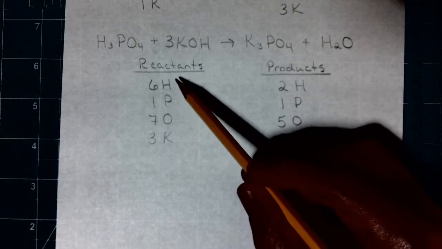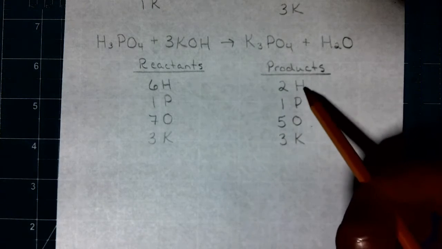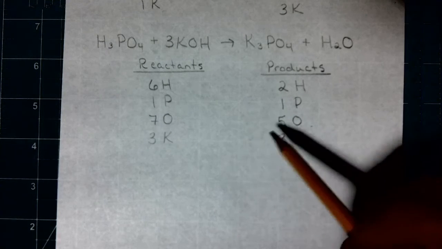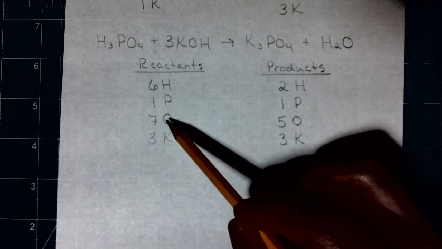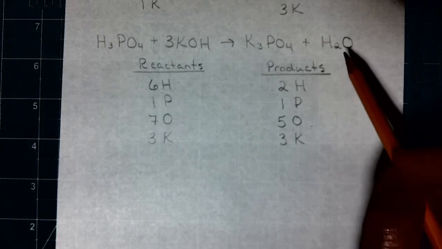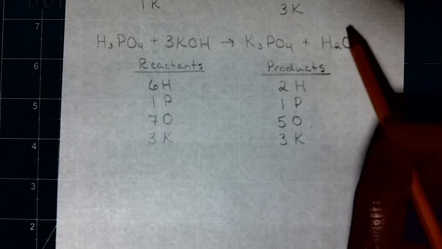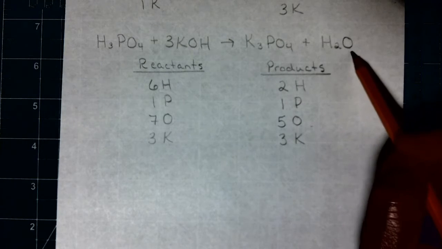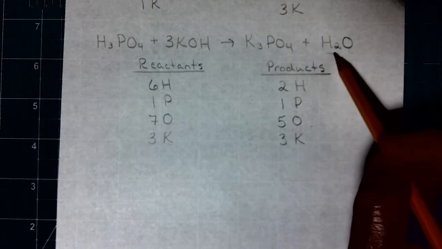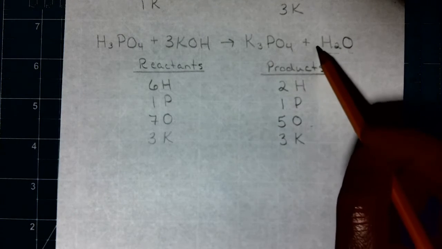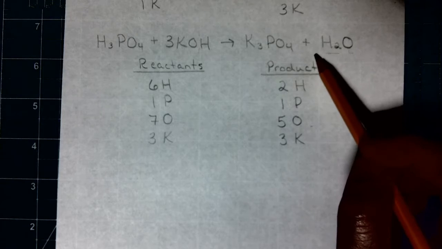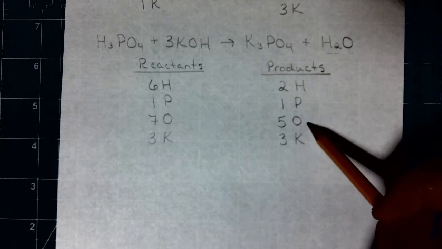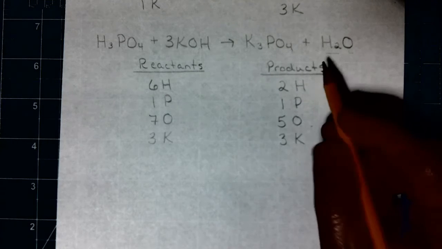But I will notice that I have less hydrogen on this side than on this side, and I have less oxygen on this side than on this side. And so what that means is that I should change this H2O, because that one has only oxygen and hydrogen. So I can change this coefficient, and I will change just these 2 values. Now, what do I put up there?